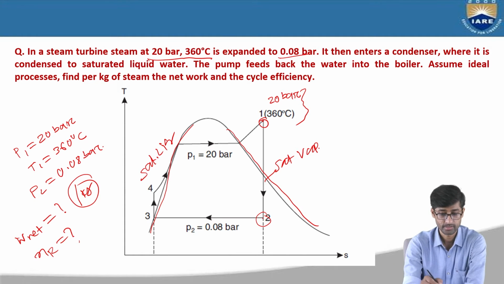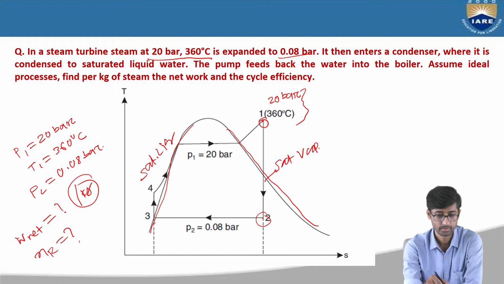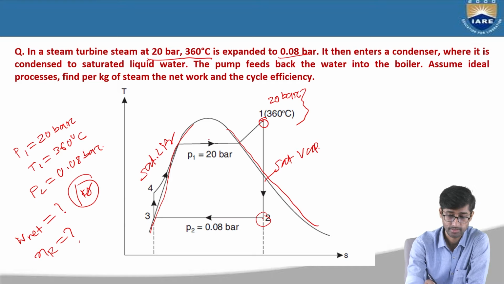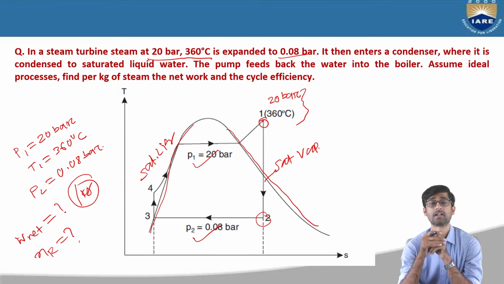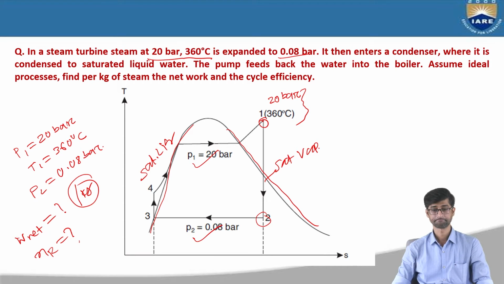Then it goes to the condenser, then to the pump. Again, it is fed to the boiler, right? So here the condenser pressure is given 0.08 bar and the boiler pressure is given 20 bar. We have to calculate the net work done per kg of steam and the Rankine cycle efficiency.